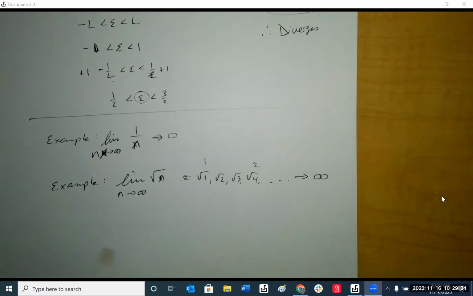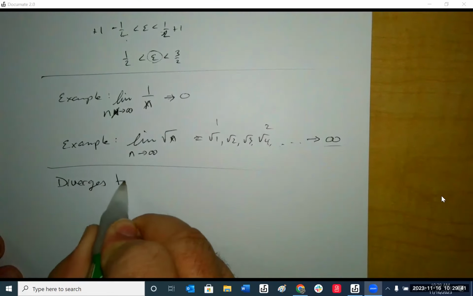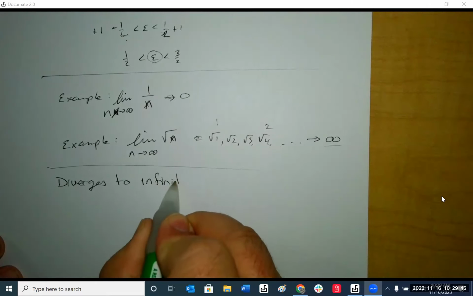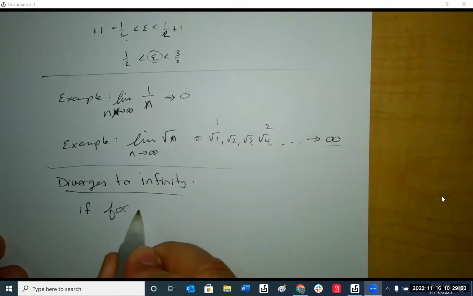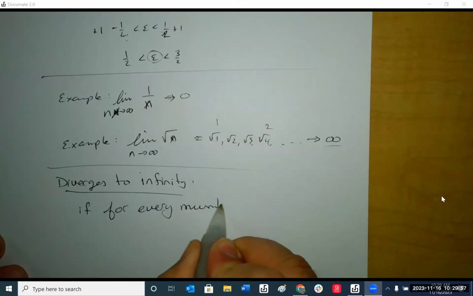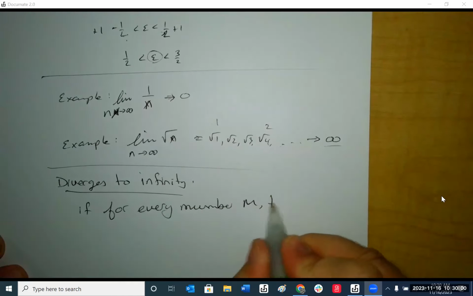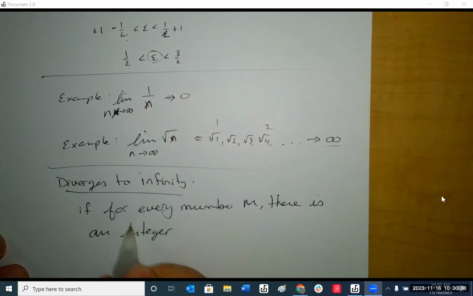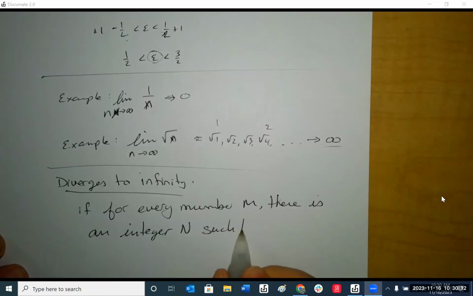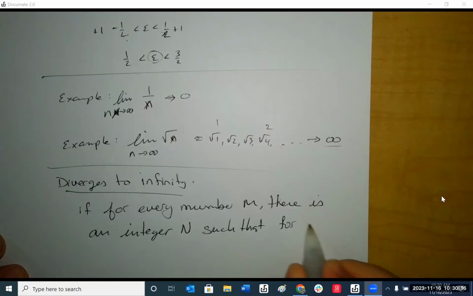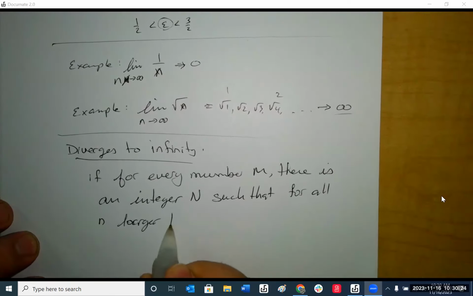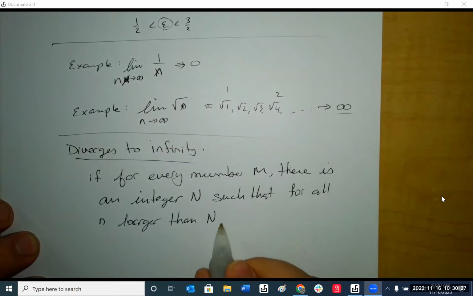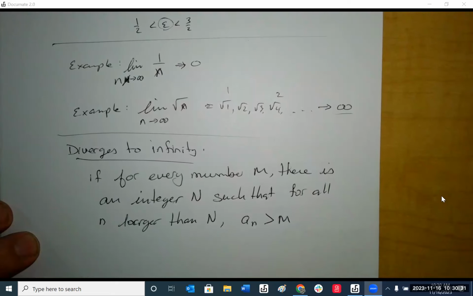And that's the next one. So if it diverges to infinity, if for every number m, there is an integer n such that for all n larger than n, a sub n is greater than m.